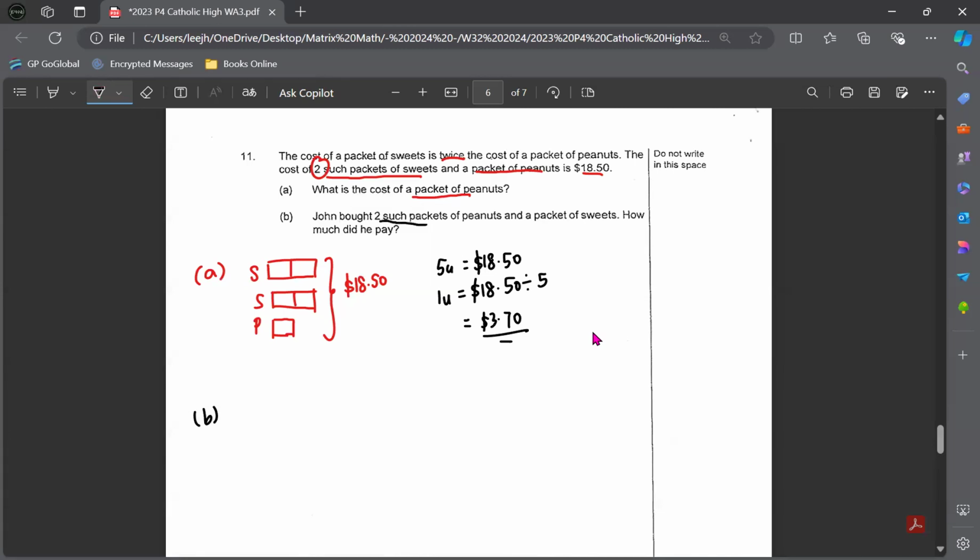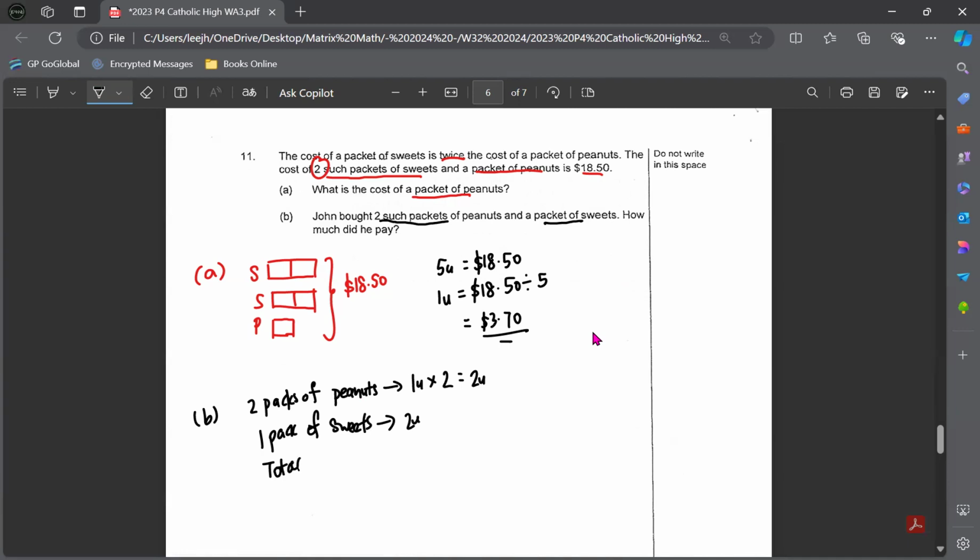John bought 2 such packets of peanuts and a packet of sweets. How much did he pay? So if you look at this, 2 packs of peanuts is how many units? 1 packet of peanuts is 1 unit. 2 packets of peanuts will actually be 1 unit times 2, 2 units. What about 1 packet of sweets? How many units is 1 packet of sweets? It's actually just 2 units.